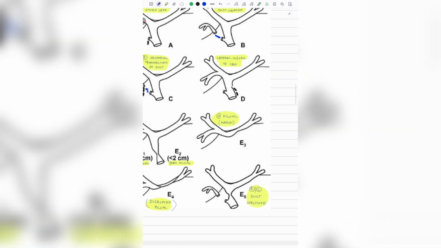Remember, in fourth it is lateral injury to the CBD. See here the lateral injury. Okay, this is the lateral injury caused to the CBD.